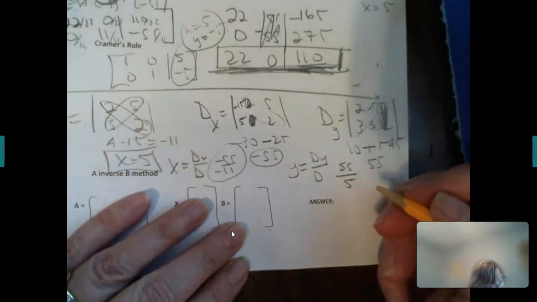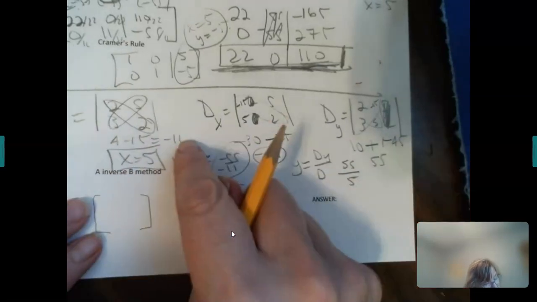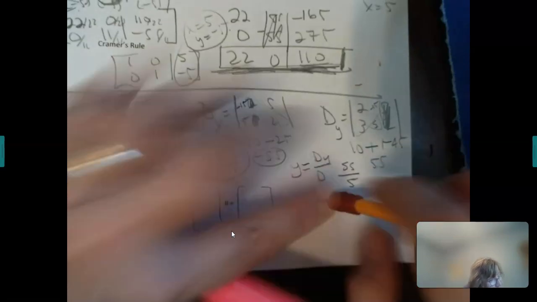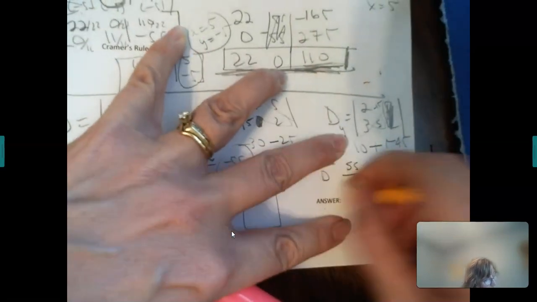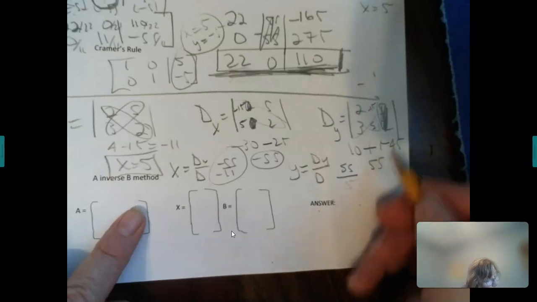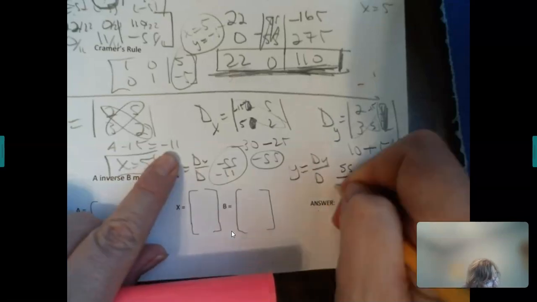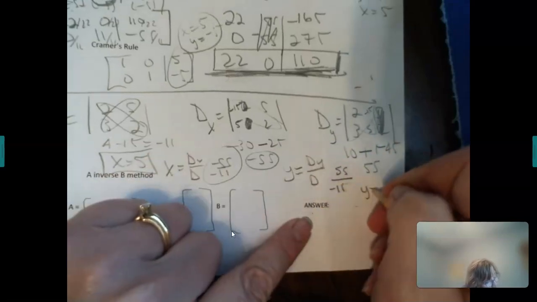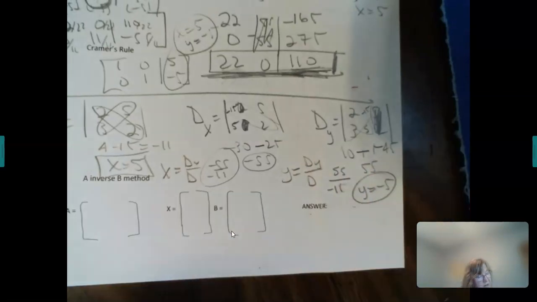Oh, what am I doing? Okay. Oh, I see. Sorry, I was looking at the wrong stuff. Okay, so dy is 55. My normal determinant is a negative 11. That makes more sense. Y is a negative 5 right there. Again, same answers I've gotten all the way through.